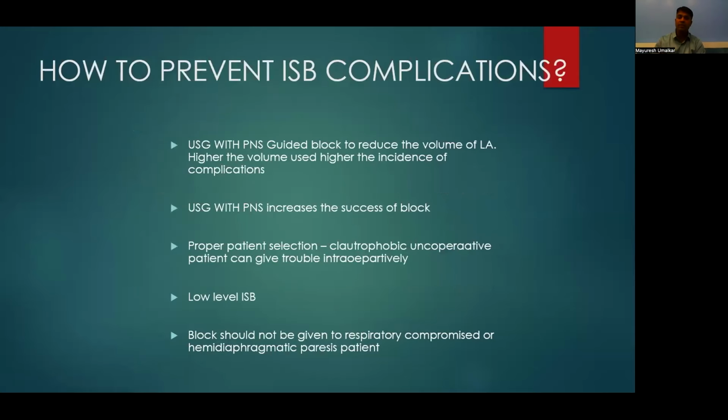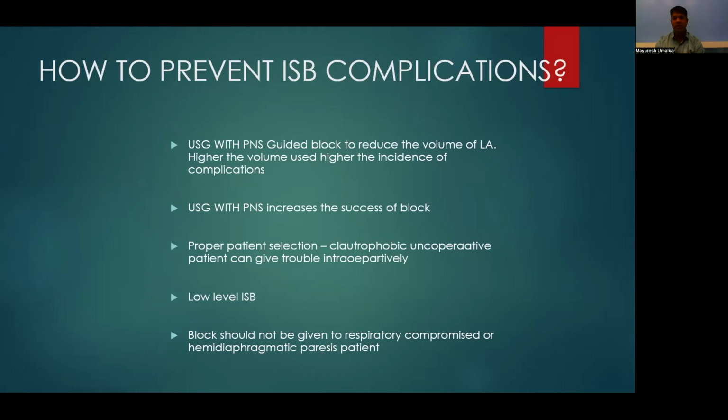How to prevent interscalene block complications? USG with PNS-guided block reduces the volume of local anesthetic. The higher the volume used, the higher the incidence of complications. USG with PNS increases the success of the block. Initially I used to give with USG only, but then I moved to PNS because you will see a lot of anatomical variation at the C5 C6 level. Sometimes the C5 root is somewhere near the anterior scalene. So this will give you 100% assurance that you are stimulating the proper muscle and proper nerve root.